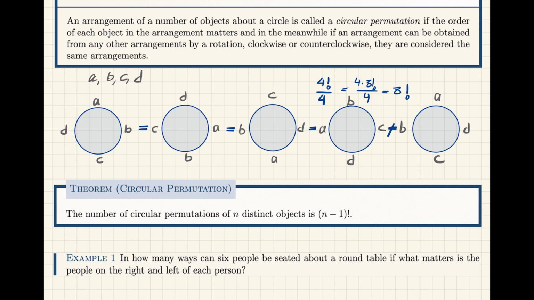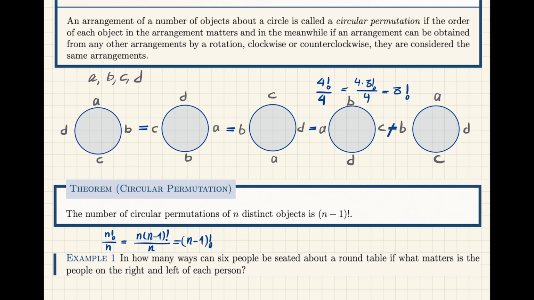And it doesn't matter if I have, for example, n objects. When I have n objects, then I have n factorial linear permutations. But now assume that they are arranged around a circle, and then there are n names for each one of these, yes? So this means that I can divide this by n. The answer would be n times n minus 1 factorial divided by n. So it would be n minus 1 factorial. Yes? So this is the way that you count the number of circular permutations.